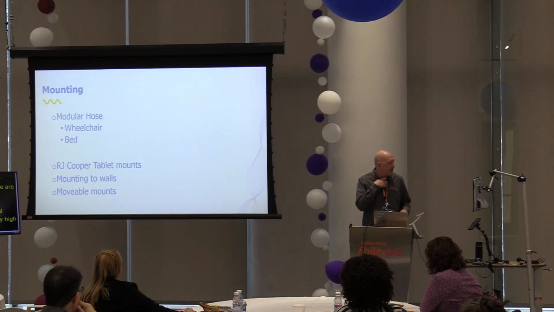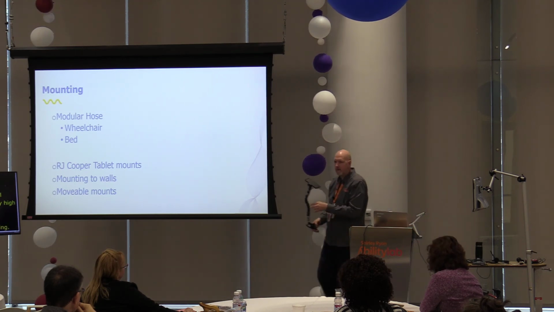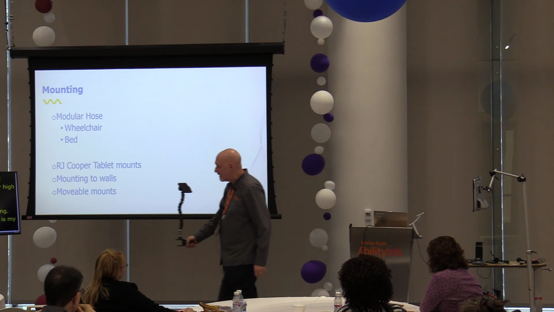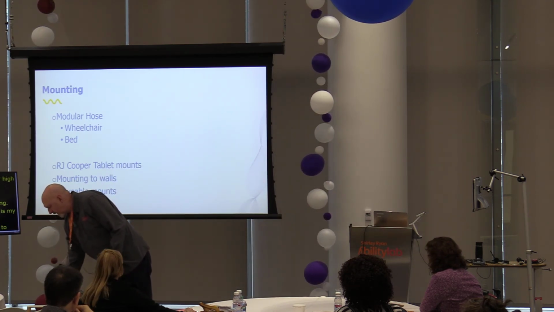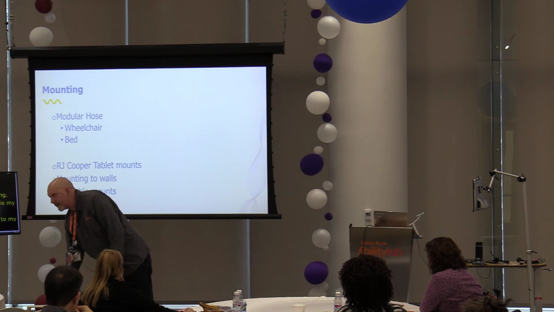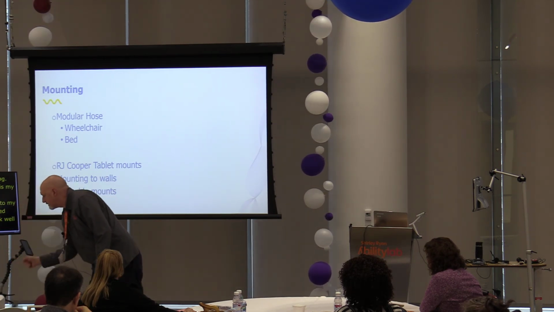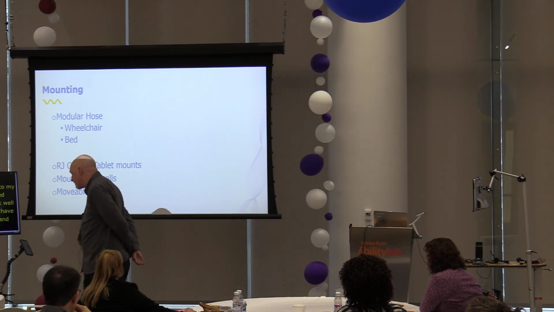I want to briefly talk about mounting. There are a lot of options. Here's my smartphone. If I'm using a wheelchair and I want to mount to my wheelchair, there's a nice option called modular hose. This one will not work well on that particular armrest, but I have ones that will work a lot better. And that allows me to use an option and then use my speech recognition, for example. Okay, Google.